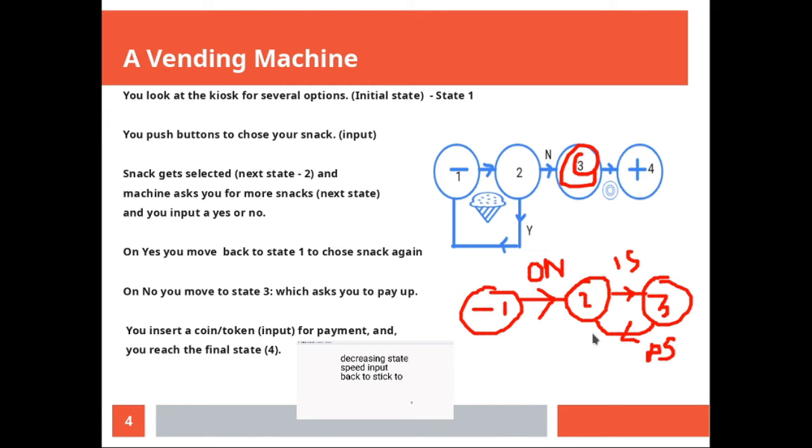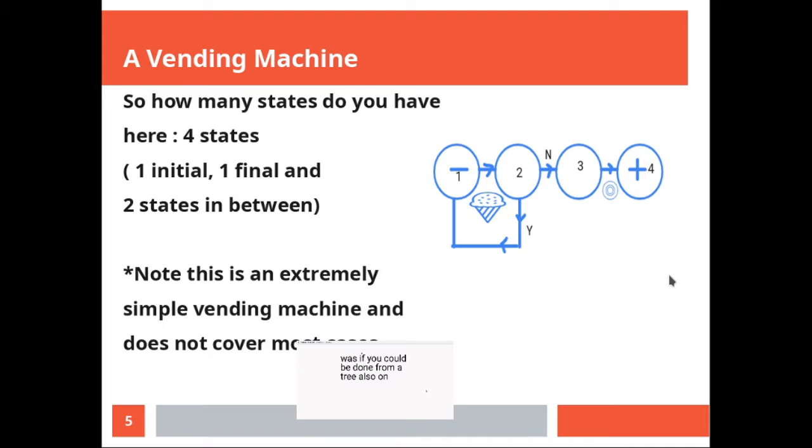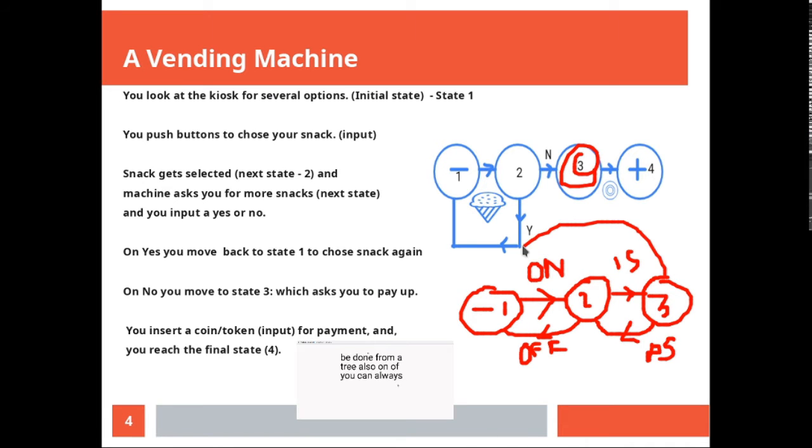2. Now, suppose at any given point of time you wanted to switch off the fan. So, you can go back to this initial position when the fan was off, and which was your state 1. So, this is your state 1. And this could be done from state 3 also. On off, you can always say, okay, I want to switch off my fan from here. So, you have done this.